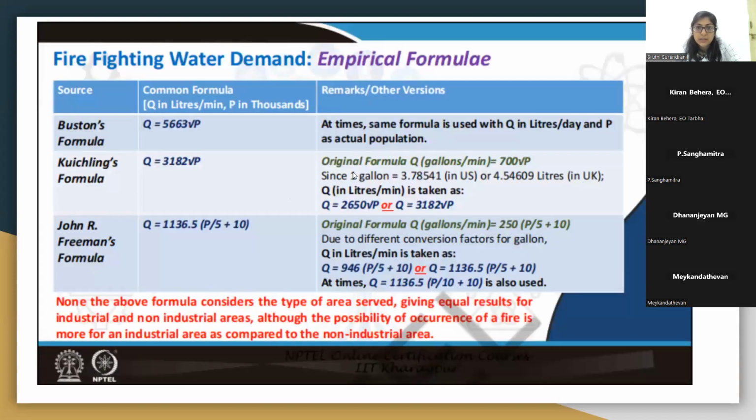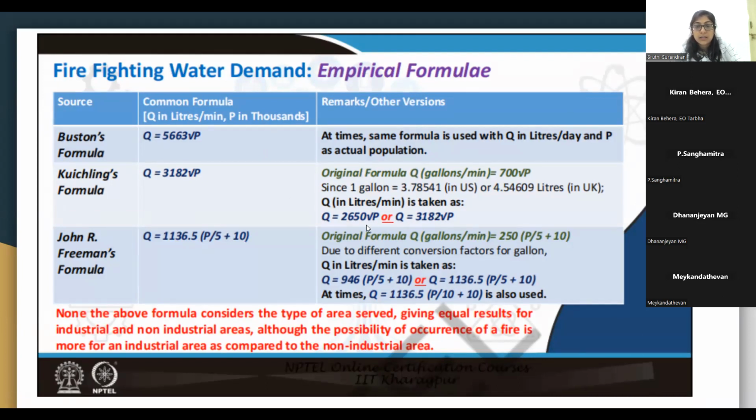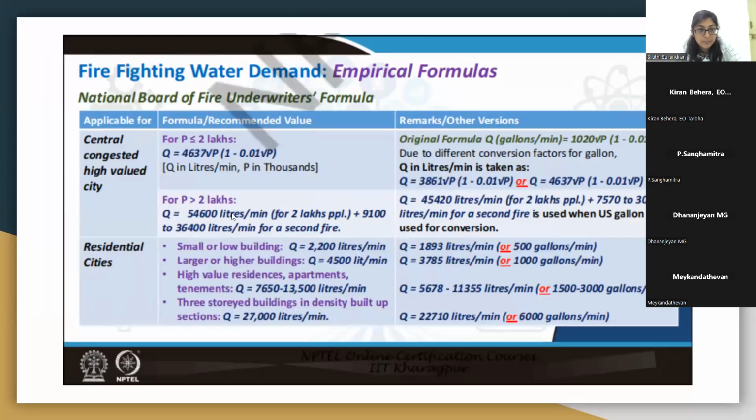So these are the empirical formulas that are used for firefighting water demands: Buston's formula, Kuichling's formula, Freeman's formula. One thing earlier, Dhananjayan had asked a doubt regarding not obtaining the answer. All of these formulas use the population in terms of thousands. So whenever you substitute the population, if you have 1 lakh population, you have to divide it by 1000 and then substitute that value in the P value. These are the formulas for the fire demand, based on the population. If the population is less than 2 lakhs, this is the formula that is used. And if population is greater than 2 lakh, we use the discharge value for 2 lakh people, plus an extra 9,100 to 36,400 liters for the discharge.